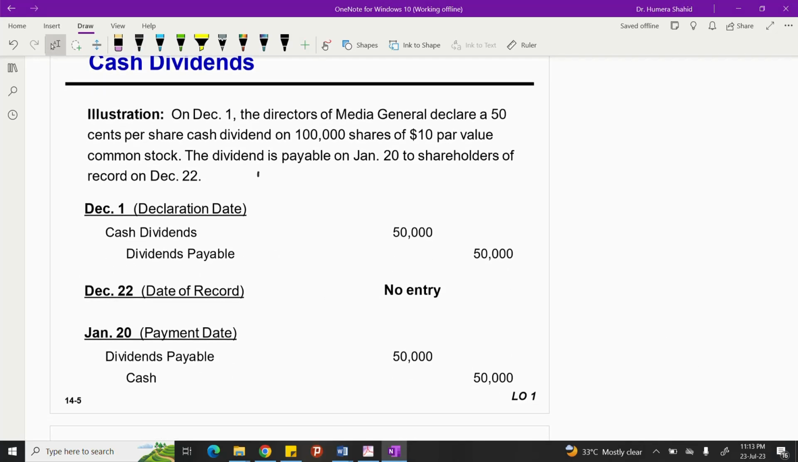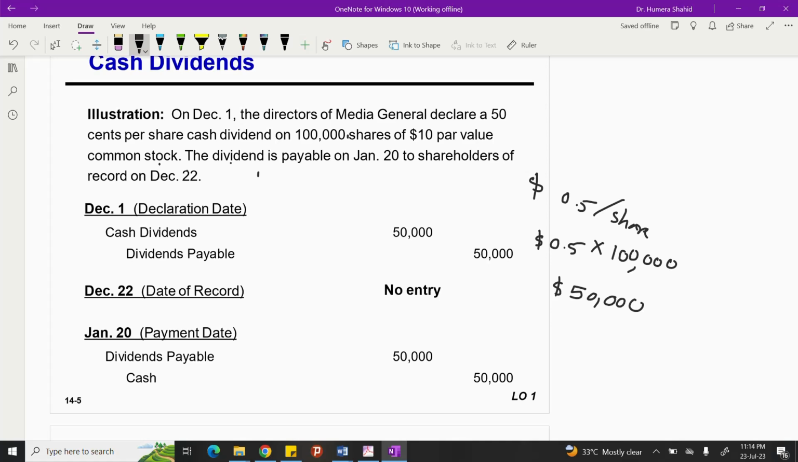We have an example here for the cash dividend. On December 1st, the directors of Media Journal declare a 50-cent per share cash dividend. What is 50 cents? $0.50 per share cash dividend on 100,000 shares of $10 par value common stock. So if $0.50 is the per share cash dividend and the company has 100,000 shares, the total amount of cash dividend is going to be $50,000.